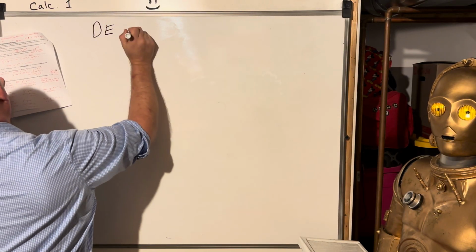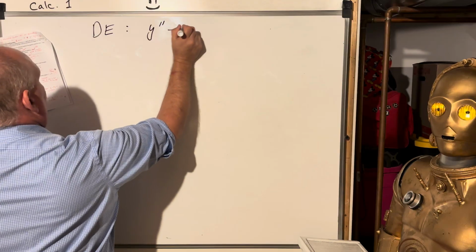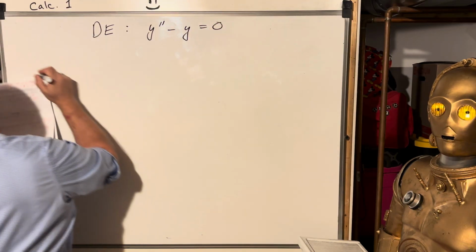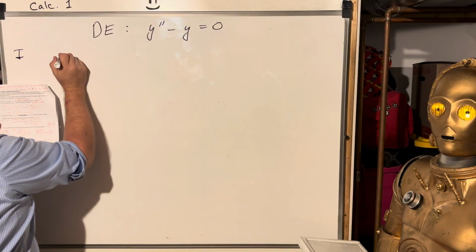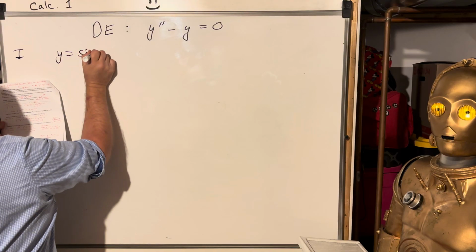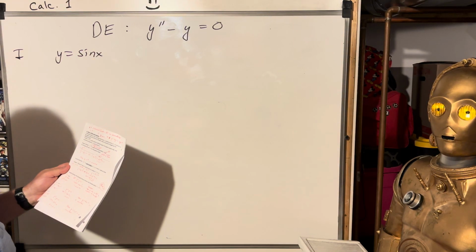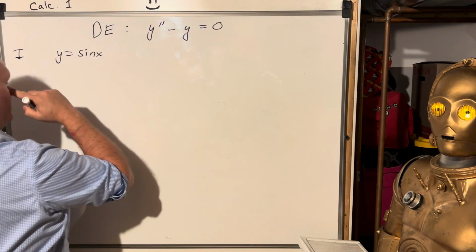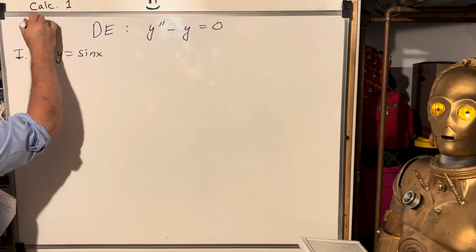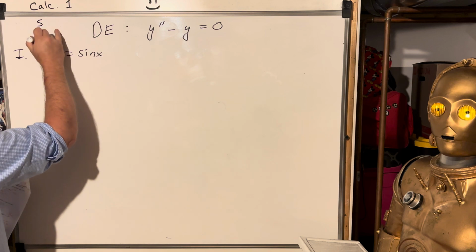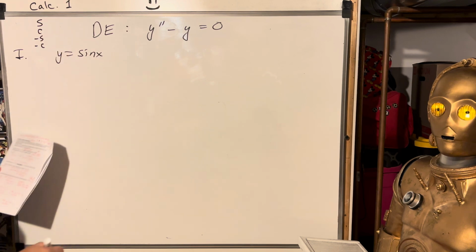So our differential equation is y double prime minus y equals 0. They want to know, does y equals sine x work? So we need both the second derivative. We can't find the second derivative without doing the first derivative, so you've got to go to your way back machine, right? Sine, cosine, negative sine. Remember that?